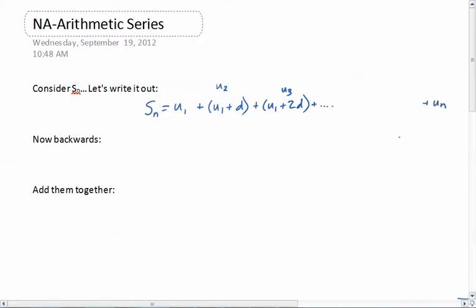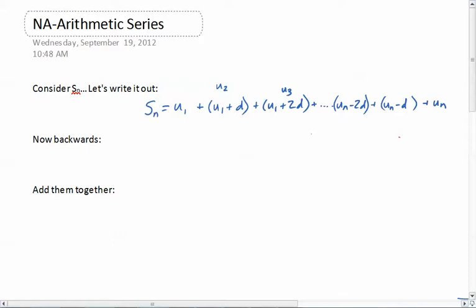Now before un is going to be un minus d, right? Because that's how you get to the previous term. You subtract d once. And then the one before that is going to be un minus 2d, right? So I subtract d once, I subtract d twice. So now I'm going backwards with the terms. So that's the general equation for Sn. Does that make sense so far?